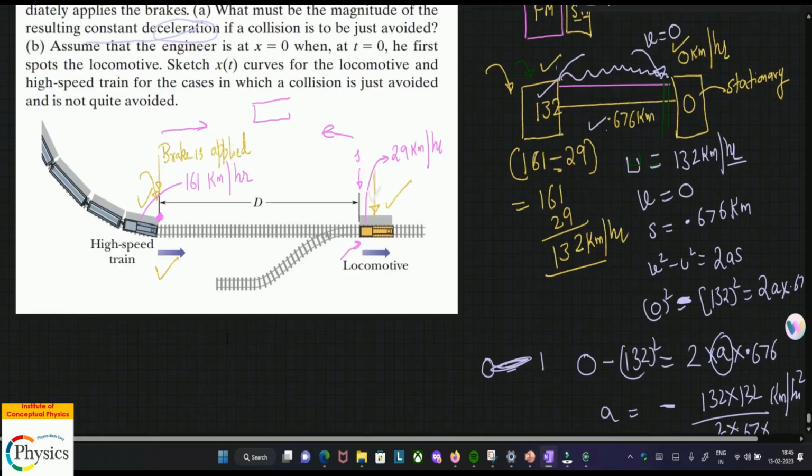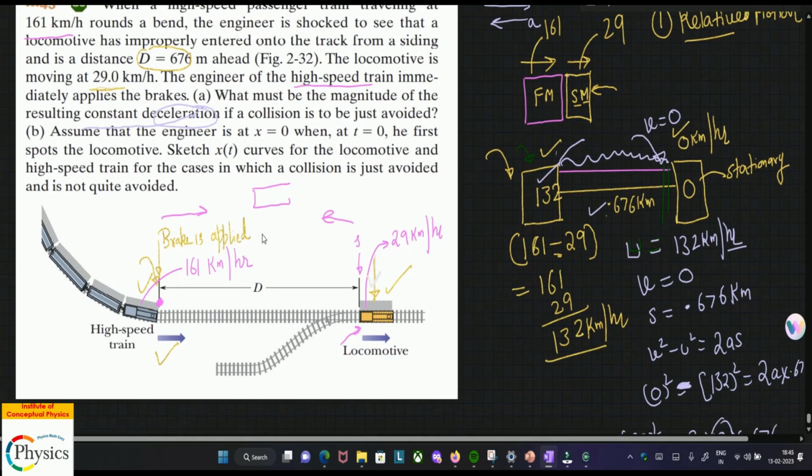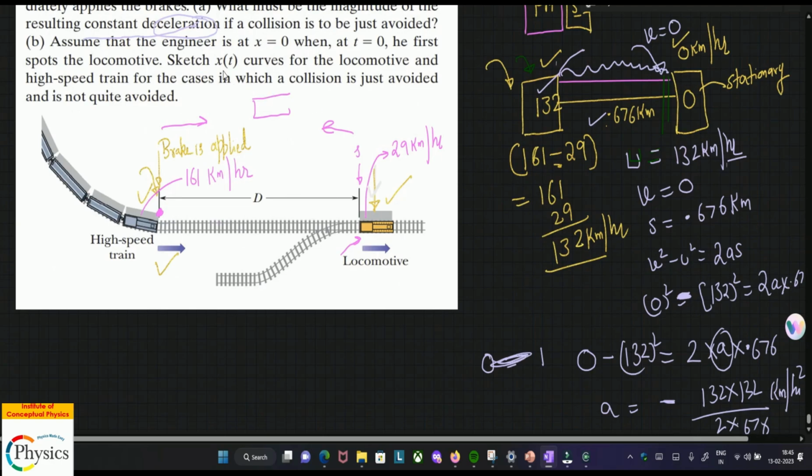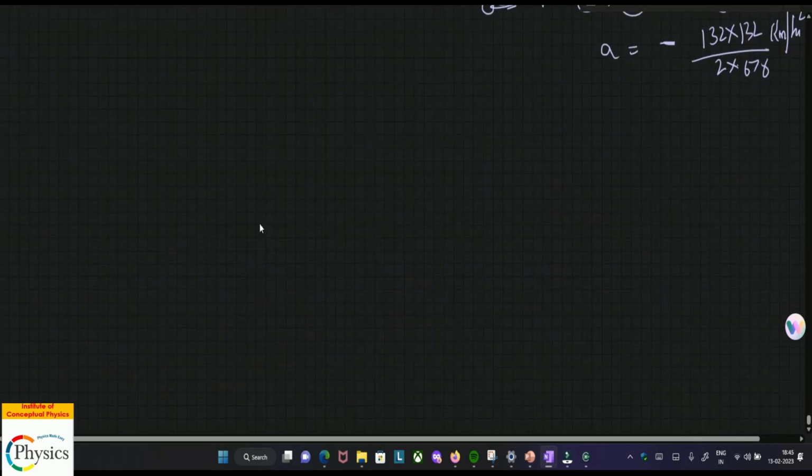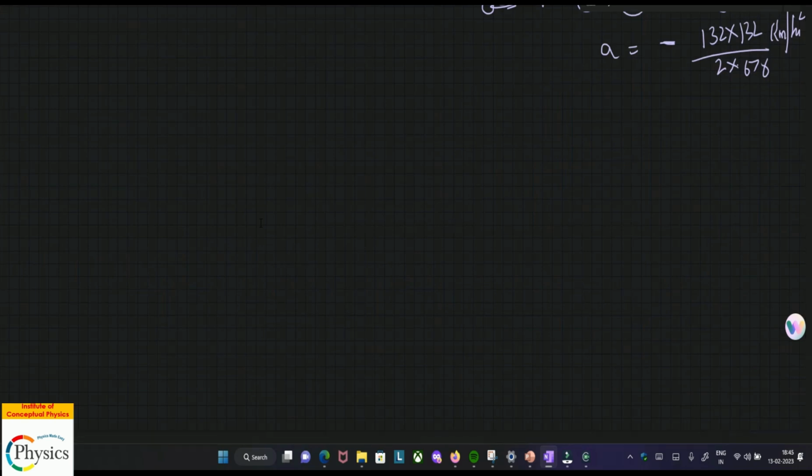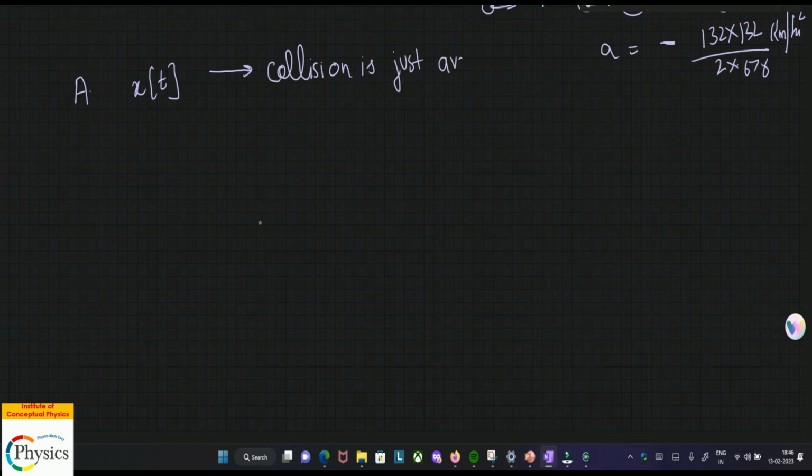So the question is, what graph do you have to draw? You have to draw the graph of S versus time, obviously. It's an x-t graph, you can notice, so it's displacement versus time. And there are two graphs he's asking for. Graph A is the x-t graph, displacement versus time, when the collision is just avoided. And of course the second graph is the x-t graph when the collision is not avoided, right?